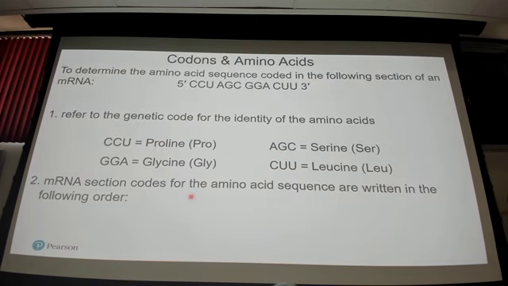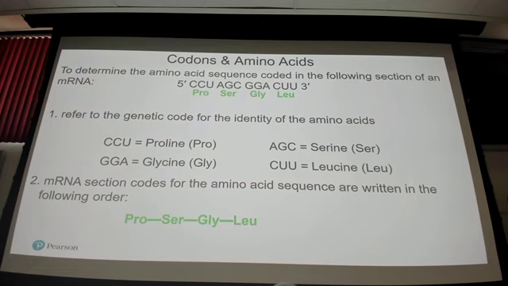So if we have this messenger RNA sequence here, remember the codon is in triplets. CCU codes for proline, AGC codes for serine, GGA codes for glycine, and CUU codes for leucine. So this messenger RNA would produce the following peptide sequence: proline, serine, glycine, and leucine. Any questions about that?